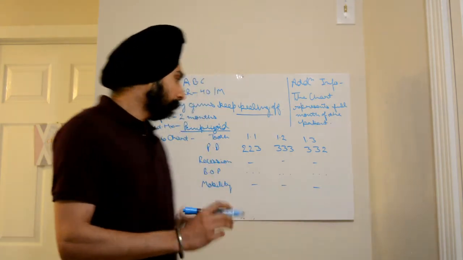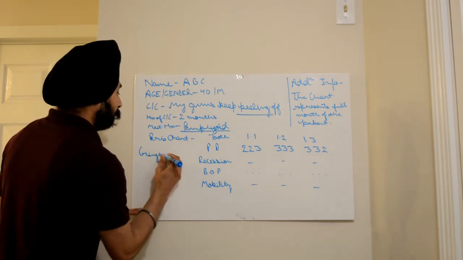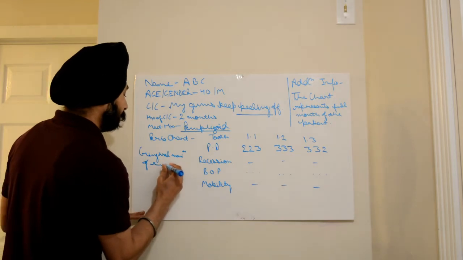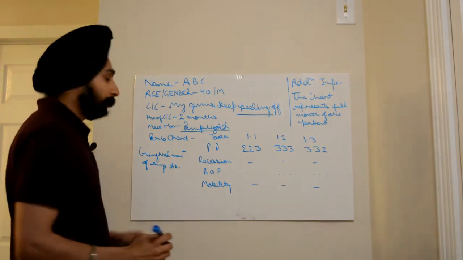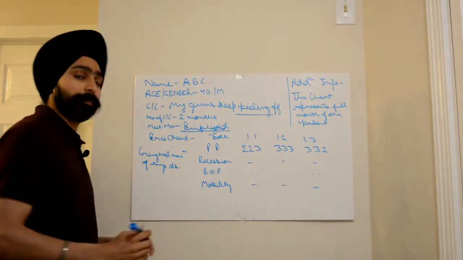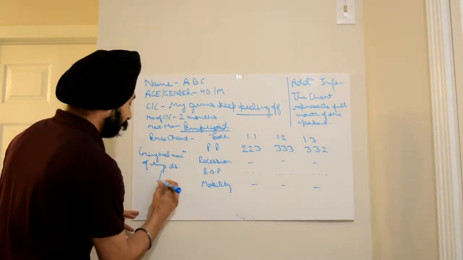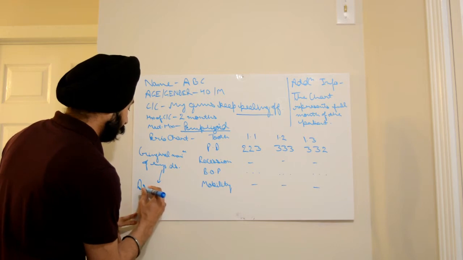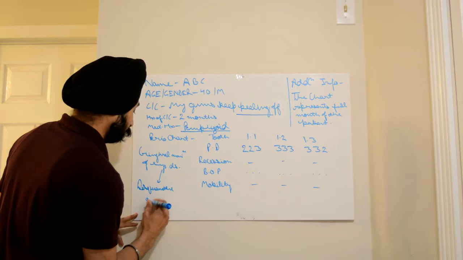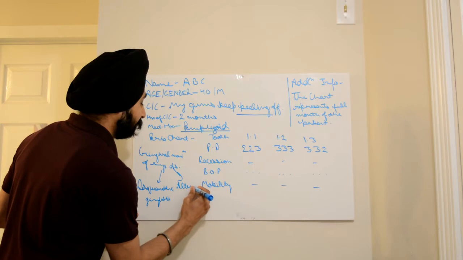In exam there is a condition, we call it gingival manifestation of systemic disease. Under the gingival manifestation of systemic disease there are 2 types of conditions. One is desquamative gingivitis and another condition is allergic conditions.